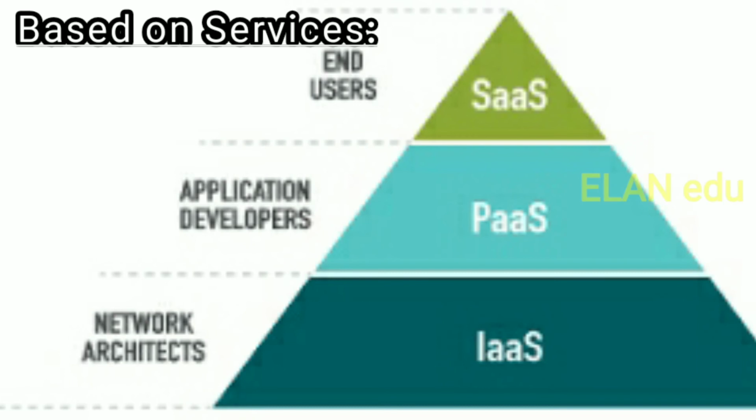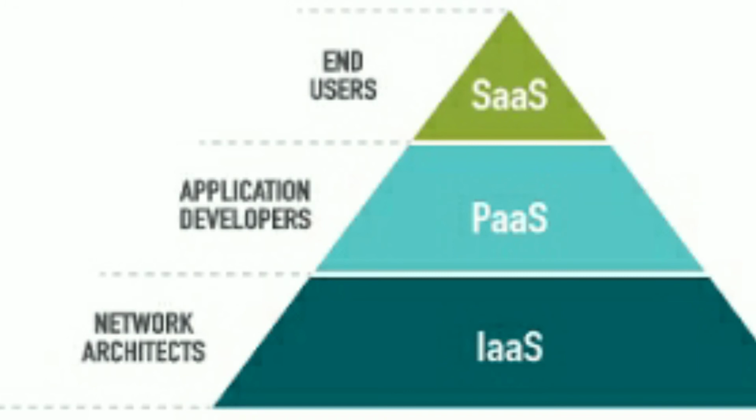The third one will be software as a service. In this category, we are going to discuss communication and, as well as the important one, email, and as well as the games. So these things come under software as a service.